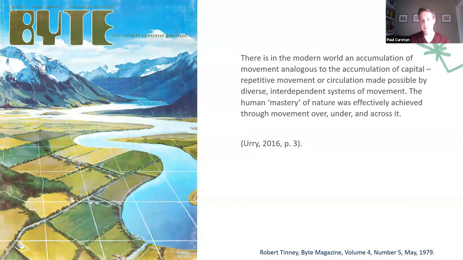And it's part of the late John Urry's quotation about mobility, about our need to map the world. And he says, there is in the modern world an accumulation of movement analogous to the accumulation of capital. Repetitive movement or circulation made possible by diverse interdependent systems of movement. The human mastery over nature was effectively achieved through movement over, under, and across it.